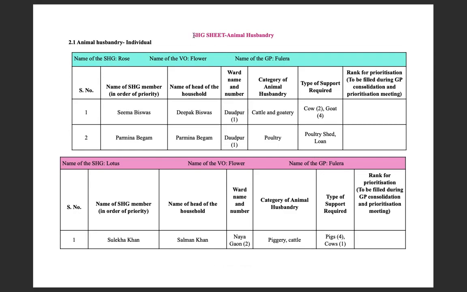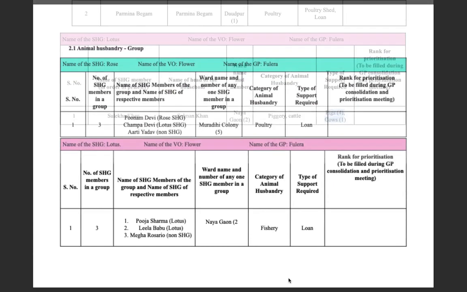In a very similar way, we will learn how to do the VO summary sheet for animal husbandry. So here we can see that in Rose SHG, 2 people are interested in animal husbandry. One of them is interested in cattle and goatry. One of them is interested in poultry. They want cow and goat, poultry shed, loan. In Lotus SHG, only one person is interested in animal husbandry. They want to take up piggery and cattle, and the support they require is in the form of pigs and cows.